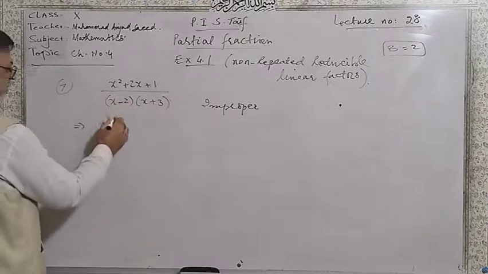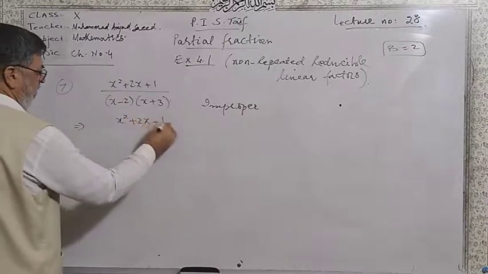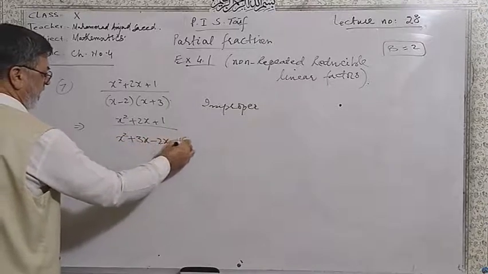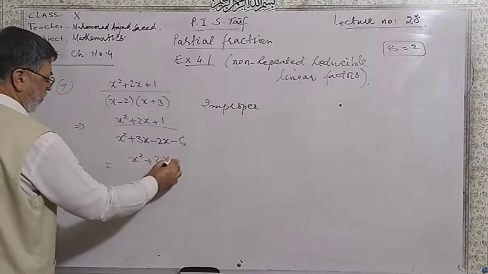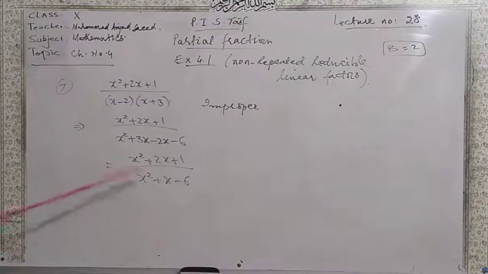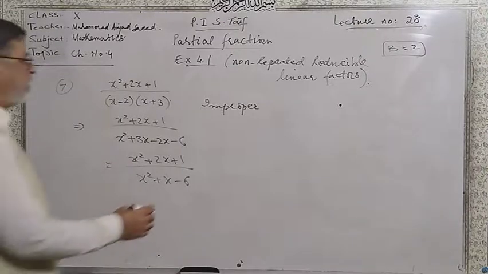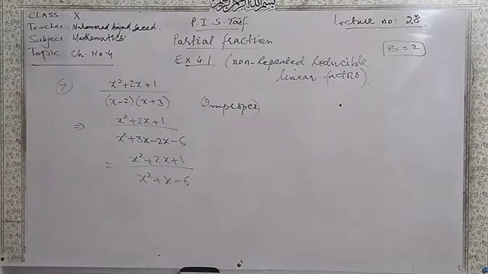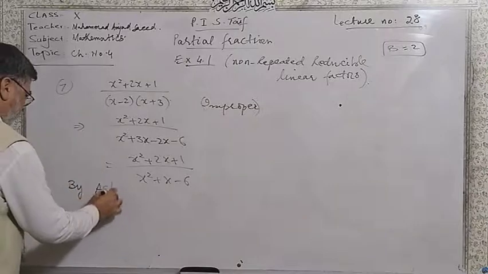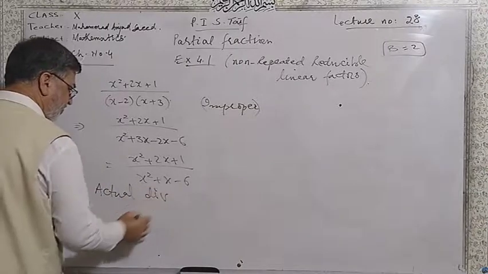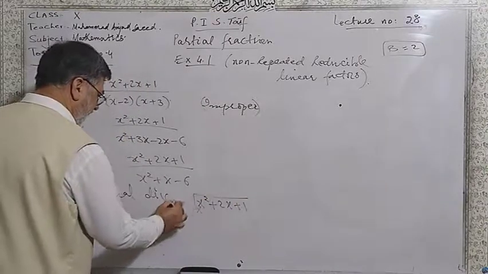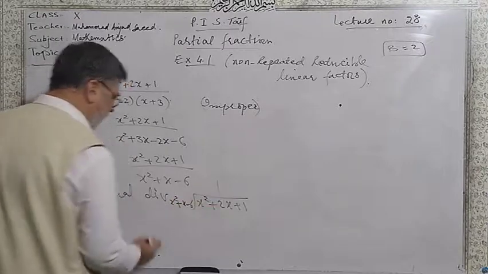So we can multiply the denominator: x square plus 3x minus 2x minus 6. So x square plus 2x plus 1 divided by x square plus x minus 6. Now this is degree 2, this is degree 2. We have to convert it into a proper fraction. So by long division, x square plus 2x plus 1 divided by x square plus x minus 6, it will go 1 time.